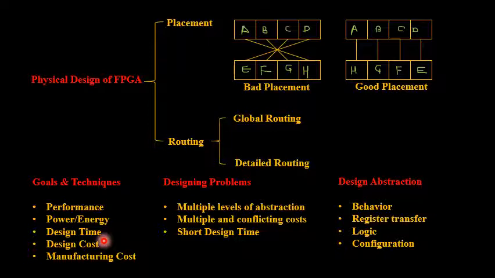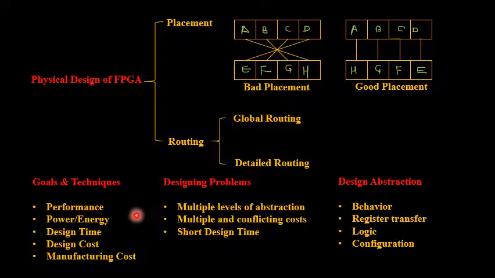Regarding the manufacturing cost, FPGAs will be more expensive when compared with application specific integrated circuits, what we call ASICs. So FPGA will have a very high manufacturing cost. But the fact is that they have standard parts, which helps to reduce their cost. FPGA has some standard kind of parts which are just programmable, so it reduces the cost. So these are the different types of goals or techniques that you are going to follow.